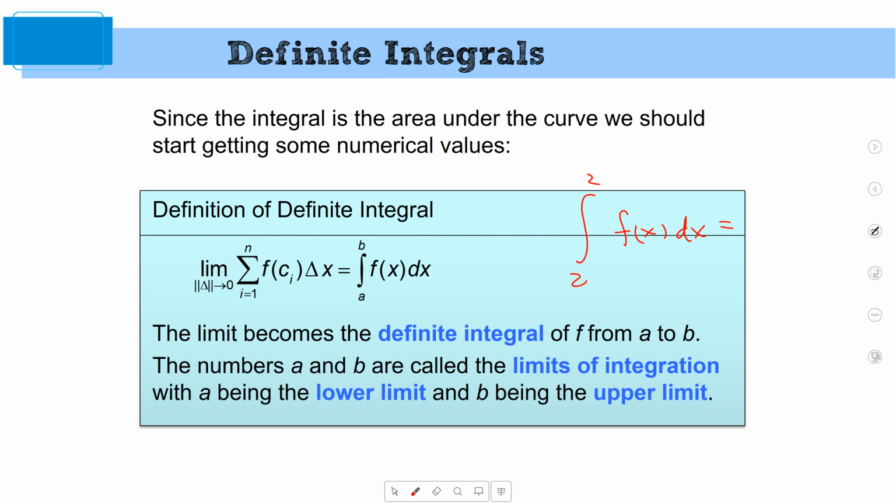Ideas? The value of that integral? What's the area under the curve of some function from 2 to 2? Why is it 0? Yeah, perfect. That's all I was looking for.